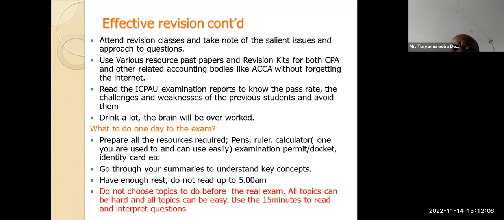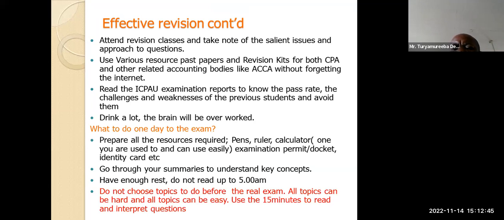Attend revision classes and take note of salient issues and even question approaches. There are some people who will come, like for this webinar, and they don't have even where to write. They will even think that everything that has been presented on the screen is enough. But when you are very serious, you will have your notebook. And maybe there is something I have mentioned, but it's not written, but it is the one that catches your attention, and it is one that you want to fix after here. Please make sure that you do that.